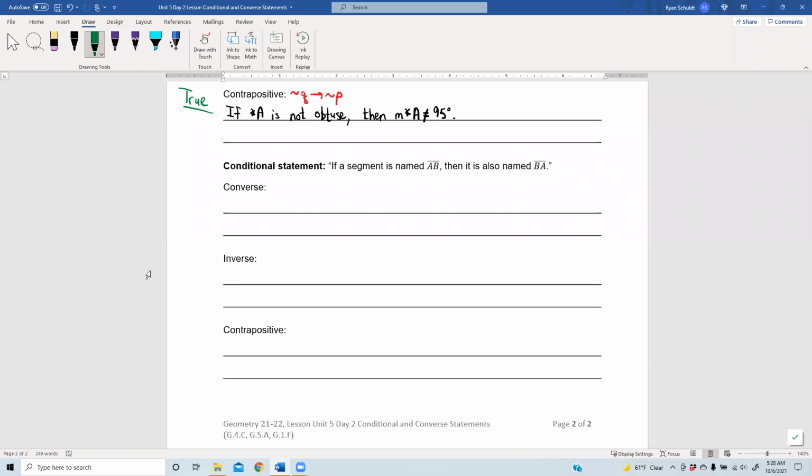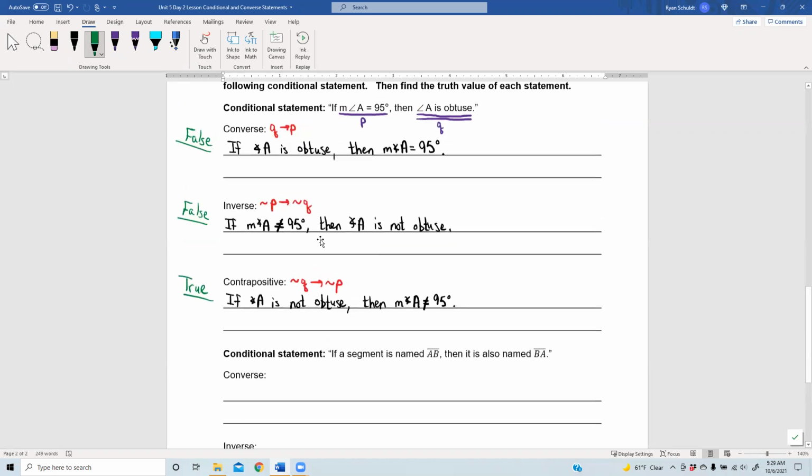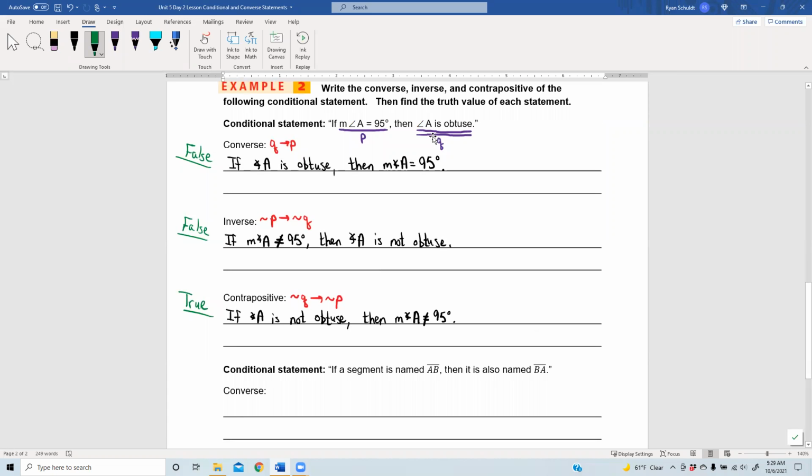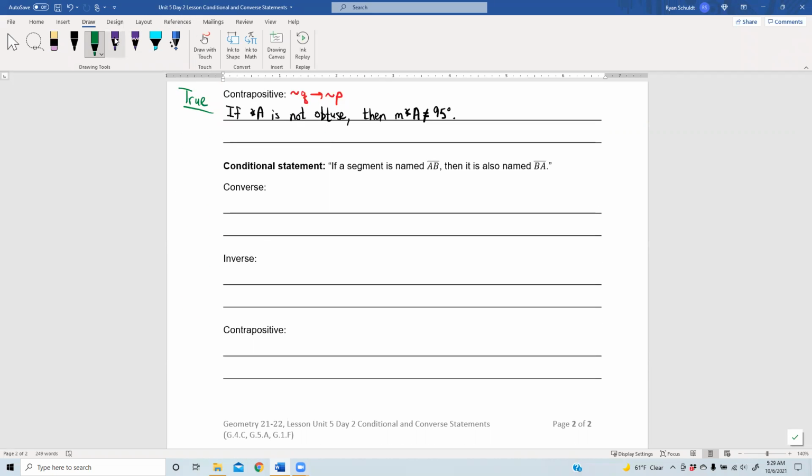If a segment is named segment AB, then it is also named segment BA. Let's identify our hypothesis and our conclusion, our P and our Q. The P comes after the word if. So a segment is named segment AB. That's our P. Then it is also named segment BA. That's our Q.